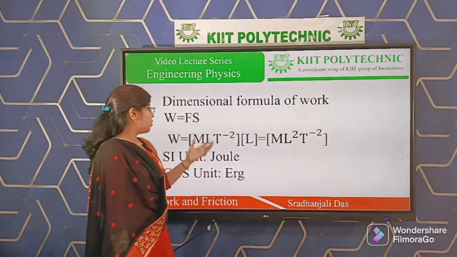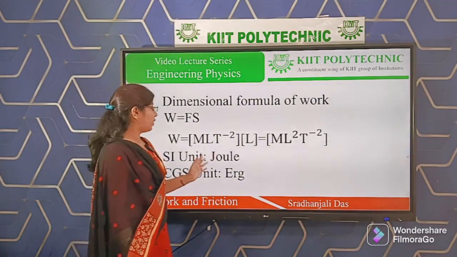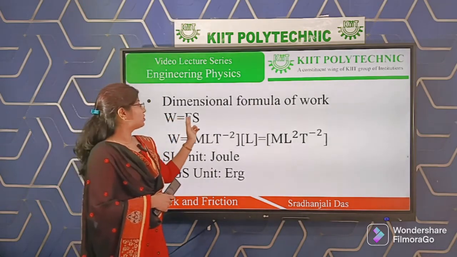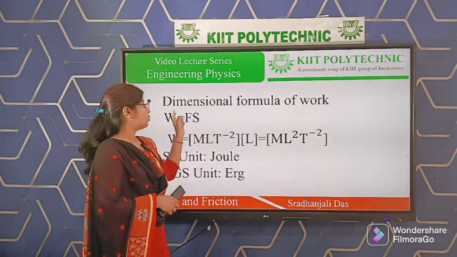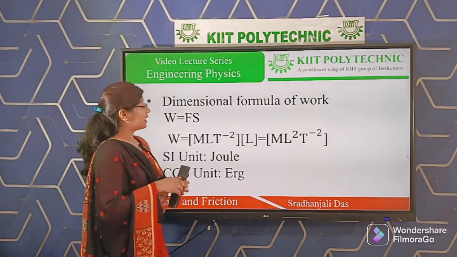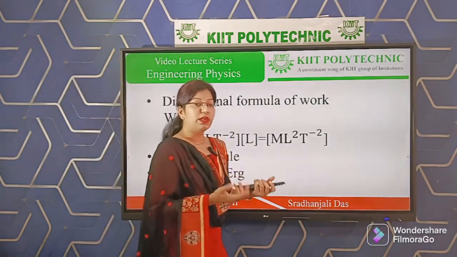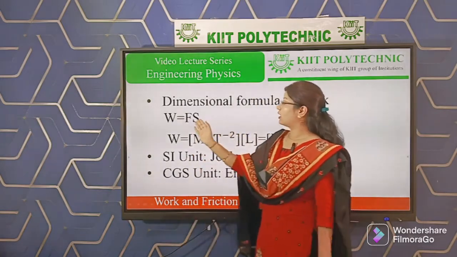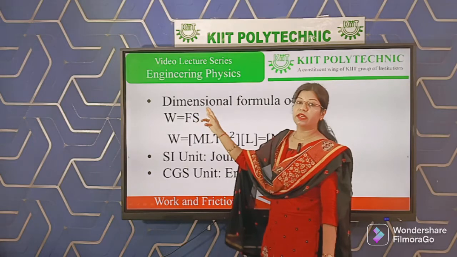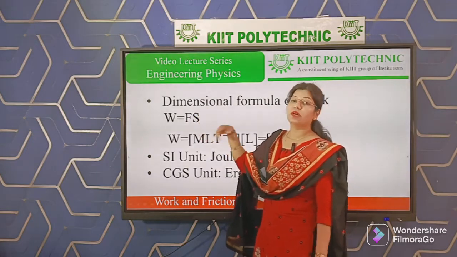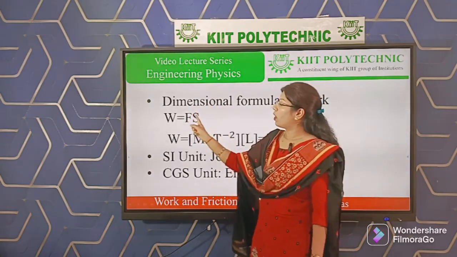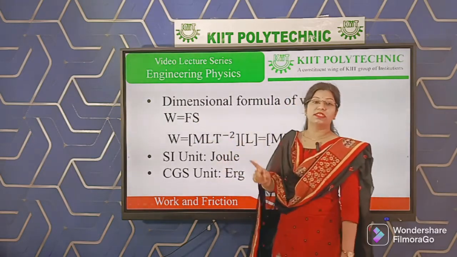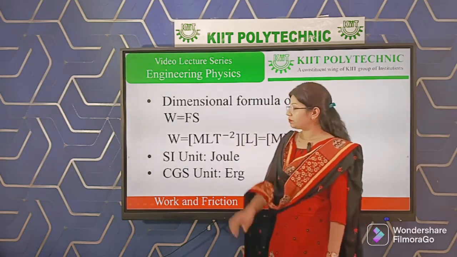Now let's discuss the SI unit of work. As we know from the formula, work equals force into displacement. First we put the SI unit of force. The SI unit of force is the Newton. So work equals 1 Newton into the SI unit of displacement, which is the meter. So 1 Newton into meter is equal to 1 joule, which is the SI unit of work.